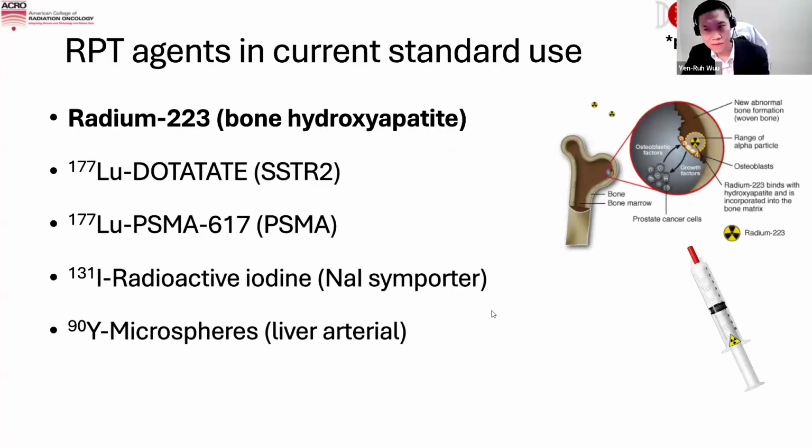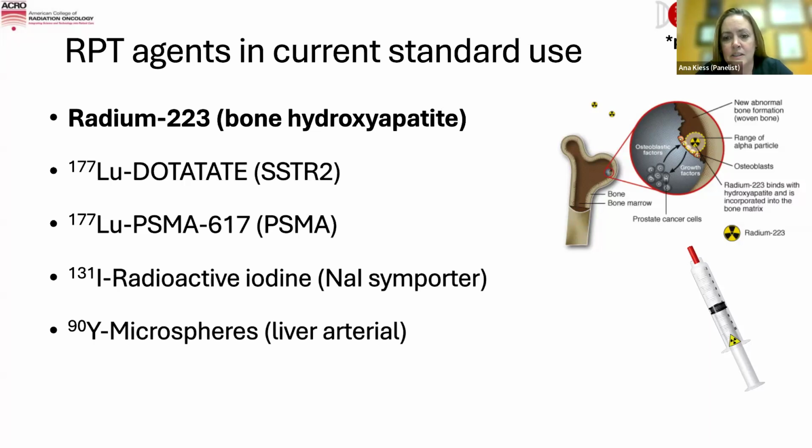Sorry, are my slides advancing? Okay. So these are the most common agents that are currently in standard use in the United States. There are many others that are in development or in use commonly or previously in other countries. But the most likely for you to see right now in the United States in your training include radium-223, and this targets bone hydroxyapatite. So it's a mimetic of calcium. So it's taken up in areas of bone turnover. And then it is itself an alpha particle emitter. So radium-223 is both the targeting moiety and the therapeutic moiety. So very simple, elegant drug.